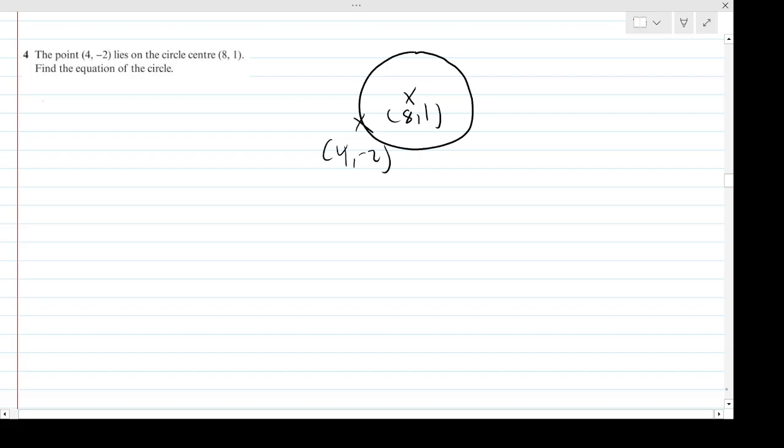Again, with a circle we need the centre and we need a radius. We know the centre, we're given that's (8, 1), but we don't know the radius yet. How would we work out the radius? Well, we're given a point on the outside and the centre. If we use the distance between them, that gives me the radius. So the radius is going to equal the distance between the 2 points, right?